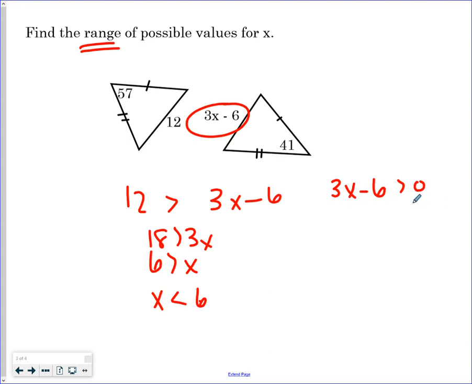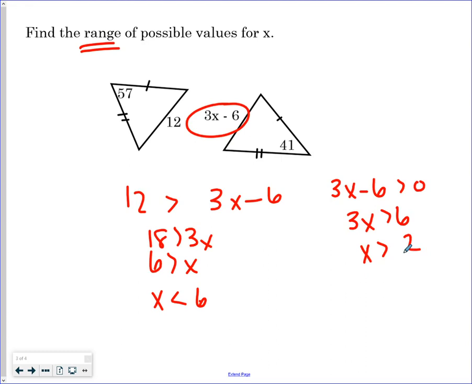All right? We're not done yet. So we're going to solve this, and we're going to shove them together. Okay? So what do I do here? Add the 6, good, and divide by 3, and you get 2. So what you do is you shove those two answers together. X has to be less than 6, but greater than 2, okay?